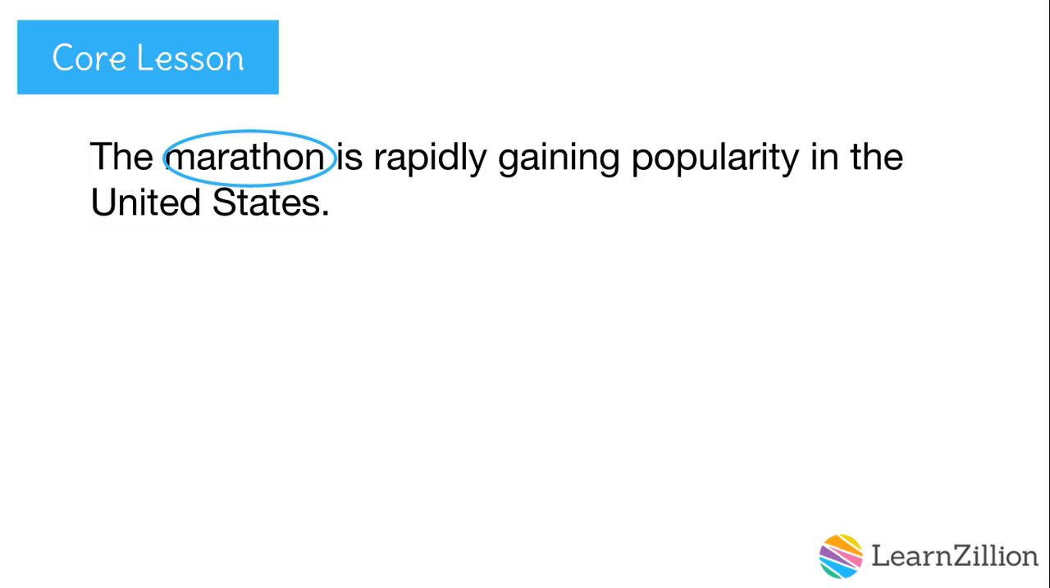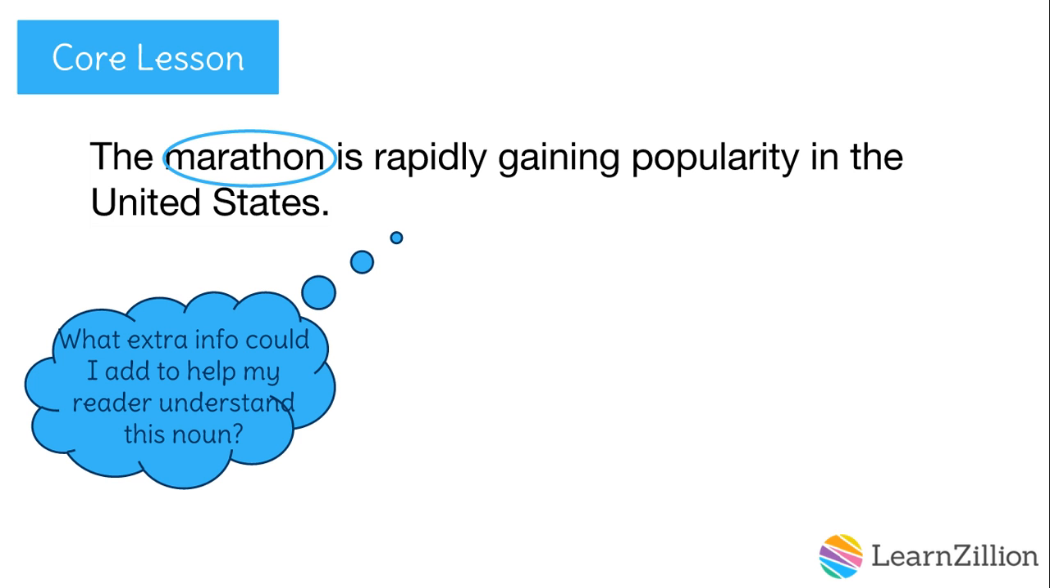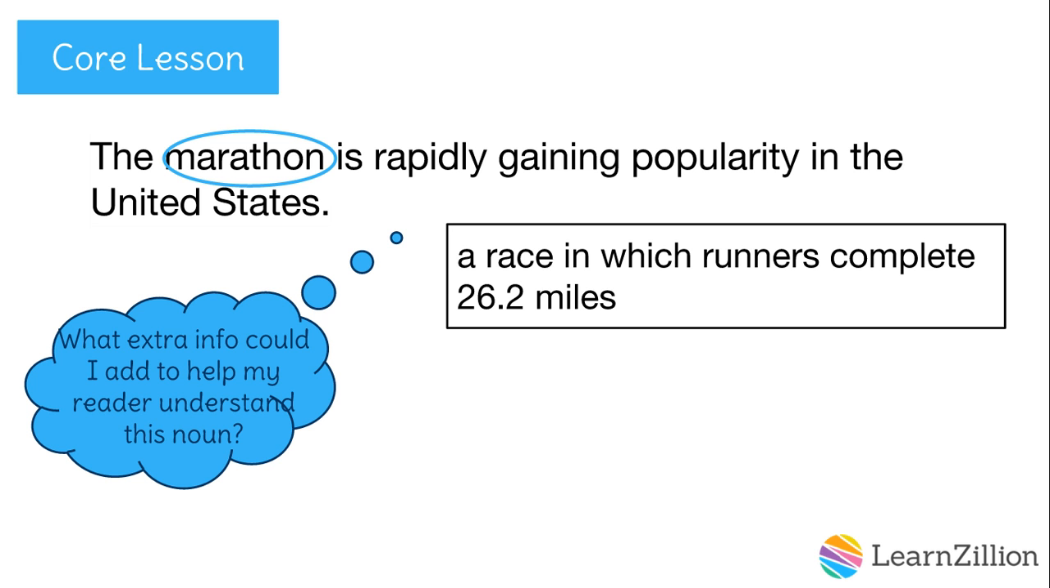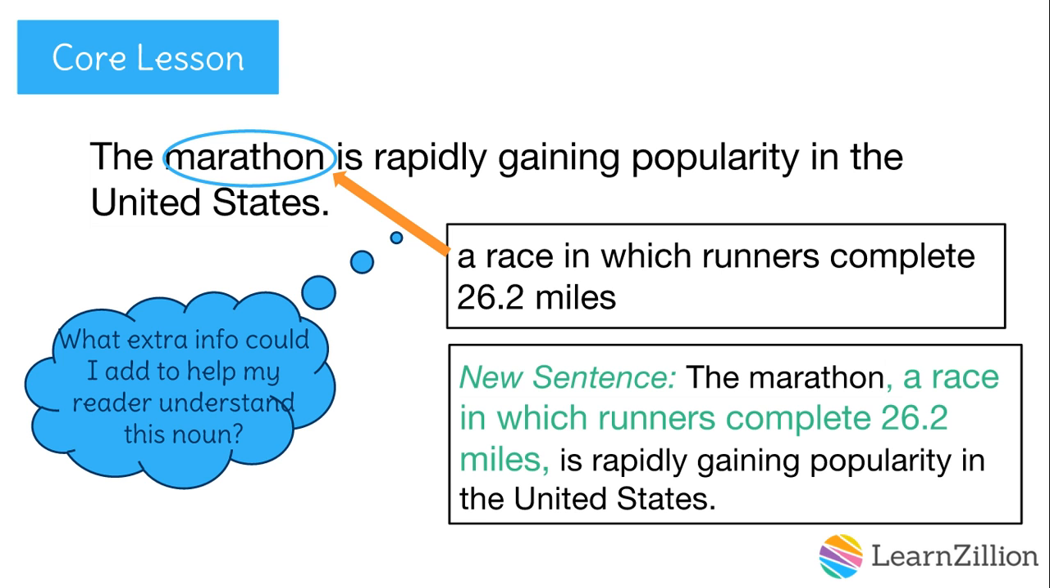Now, you might have circled something a little different, but it seems to me that not all of my readers will know exactly what a marathon is. So now I want to ask myself, what extra information could I add to help my reader understand this noun? Well, a marathon is a race in which runners complete 26.2 miles. So I want to place this information, our appositive, right next to the noun it's modifying. I'm going to rewrite this sentence like this. Notice how the appositive comes right after the noun and is set off from the rest of the sentence with commas.